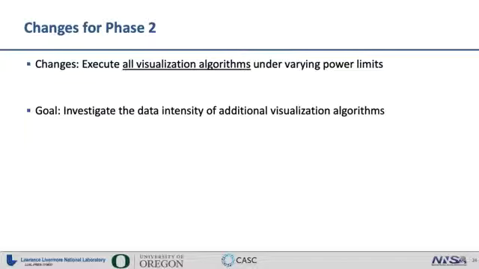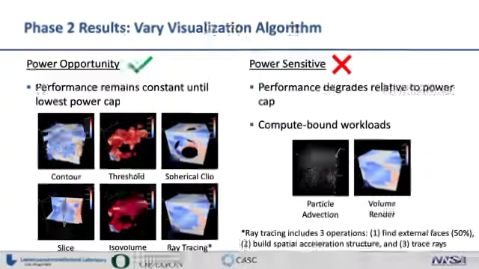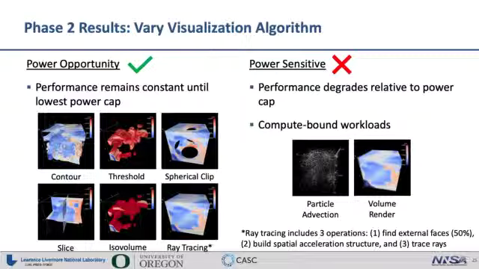Here in phase 2, we wanted to execute all the visualization algorithms under different power limits. And the goal here was to investigate the data intensity of different visualization algorithms. So in phase 2, we identified that our algorithms fell into 2 different categories: power opportunity and power sensitive. Our power opportunity algorithms, which we show here on the left side, have a performance that remains constant until the most severe power cap of 40 watts.